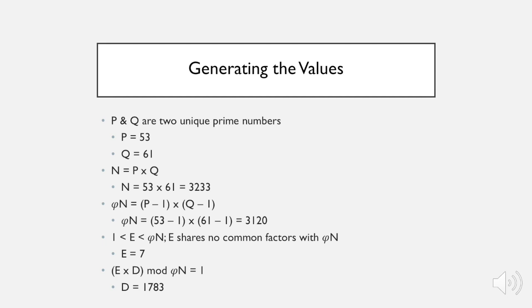Finally, to generate d, the key generator must pick an integer that satisfies the requirement e times d mod phi n is equal to 1. The operation mod is short for modulus, and outputs the remainder of a division. For example, 8 mod 6 is equal to 2, because the remainder of the division 8 divided by 6 is 2. In our example, d is equal to 1,783.